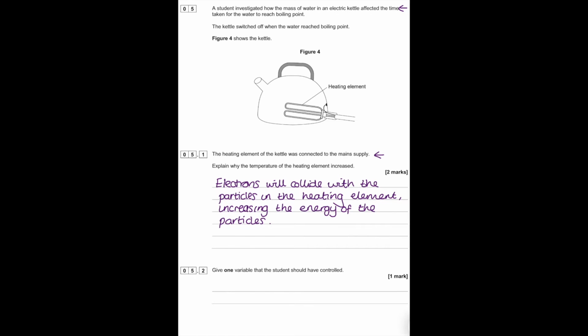Give one variable that the students should have controlled. So one of the control variables would be the starting temperature of the water.